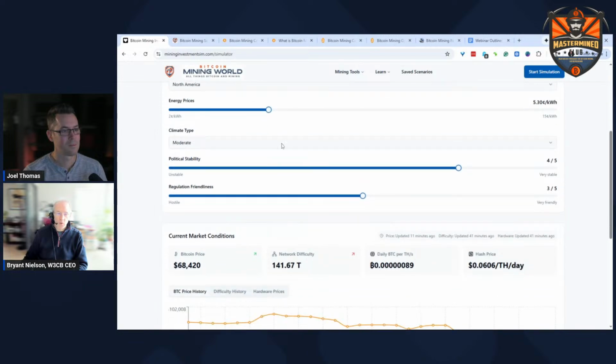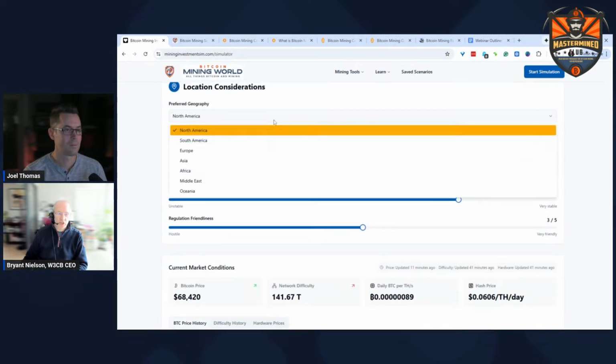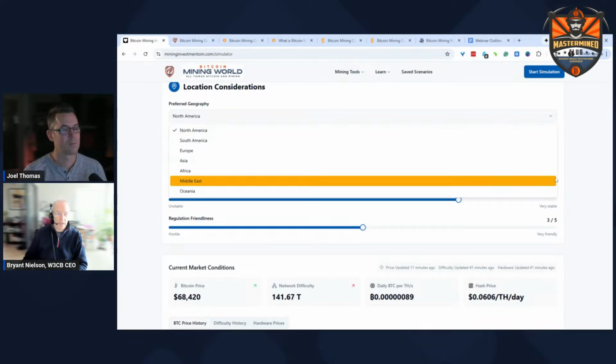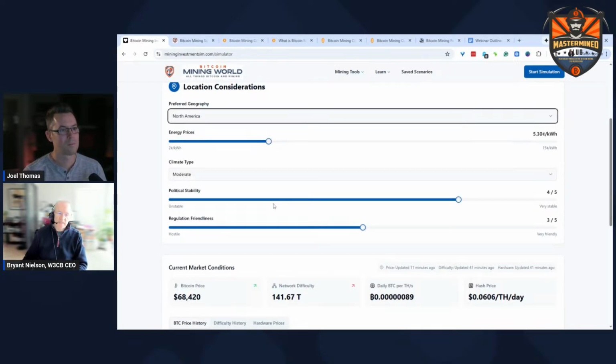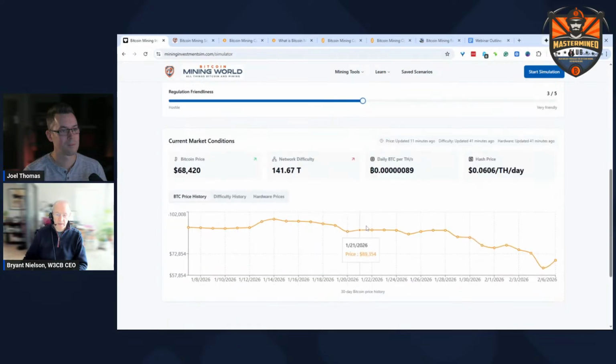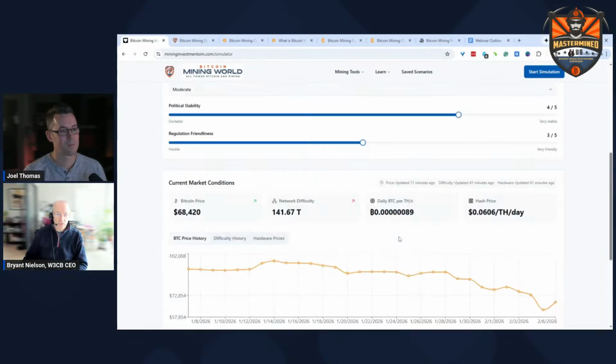And then, because you can choose geographic areas outside of, say, North America, you can also include the political stability, because that oftentimes can define whether a Bitcoin mine is successful or not. Also, whether or not they are regulation friendly. You can continue to go through these things, and it will walk you through it.